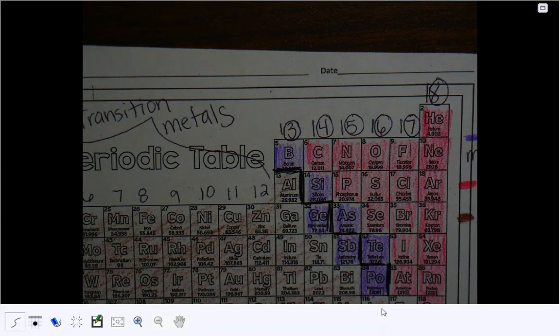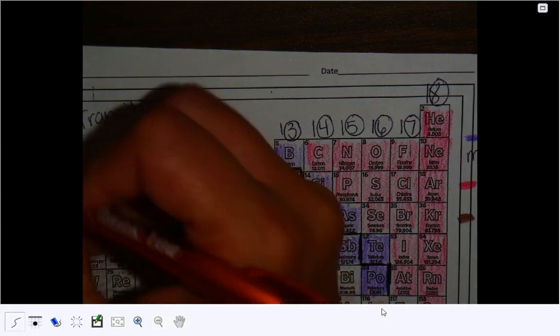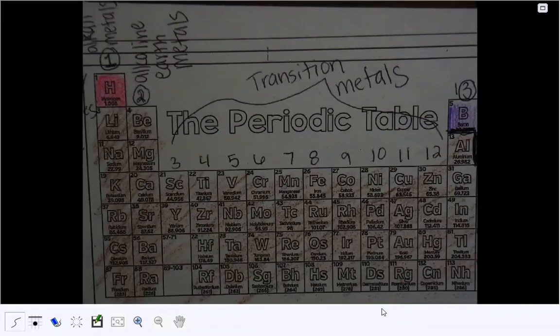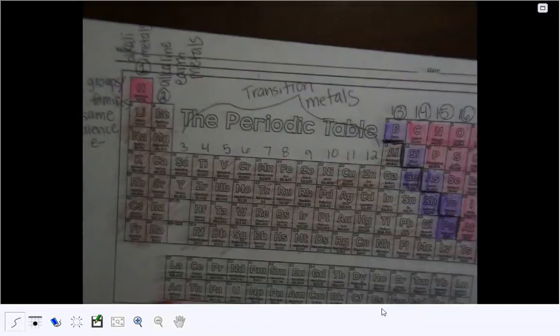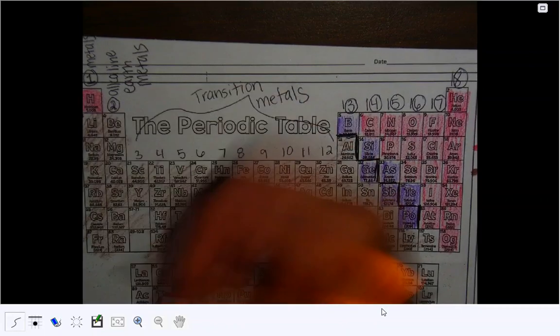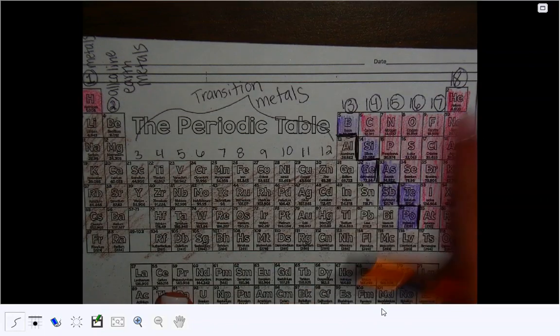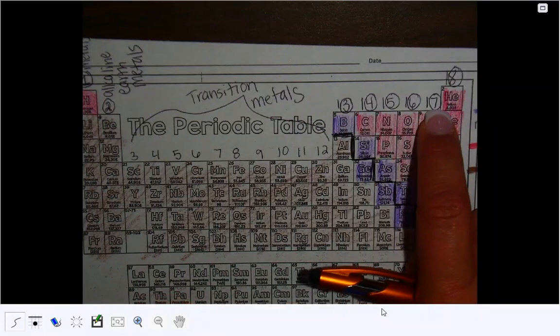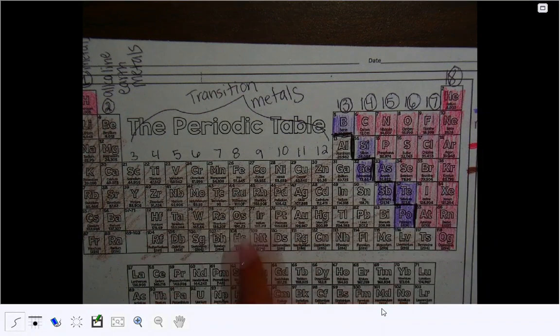So your valence electrons are only guaranteed on your main group elements. That's the ones that kind of stick up, right? So these first 2 and those last ones, the only ones that we circled are the only guarantees of valence electrons. The other ones we got to figure out later when we get to bonding. All right.